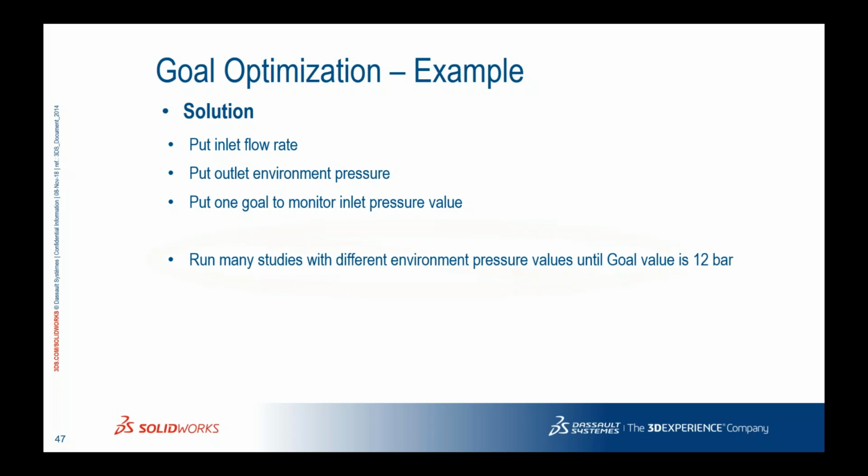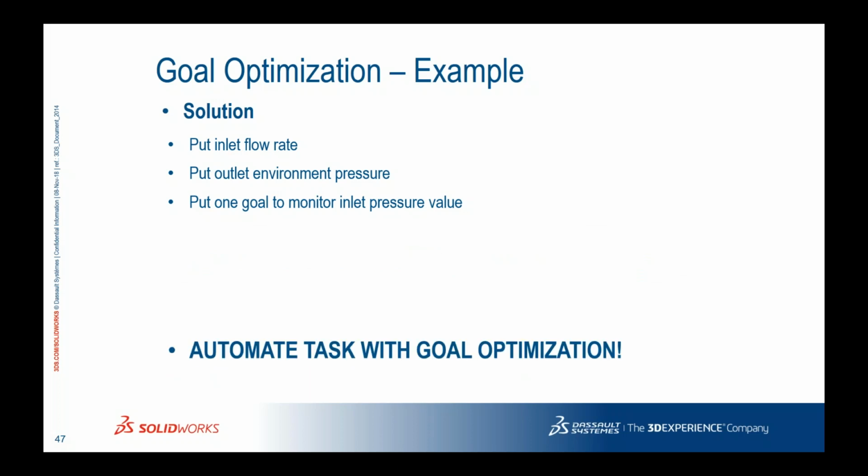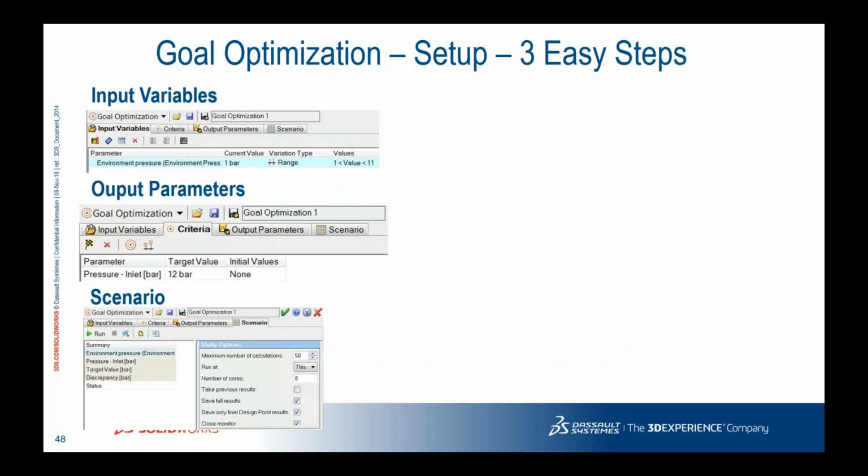But instead we will use an automatic approach, because with the goal optimization we can ask to find the optimal solution automatically. Let's check how it's done. Basically, we have the goal optimization here, so we have to select the goal optimization. We have the environment pressure ranging from 1 to 11 bar. Of course, that is an educated guess because we know something about our product. Of course, we can also extend the range, but in this case, it makes no sense.